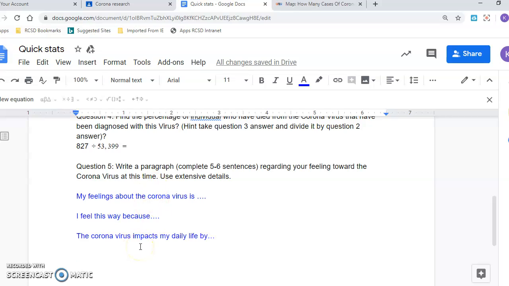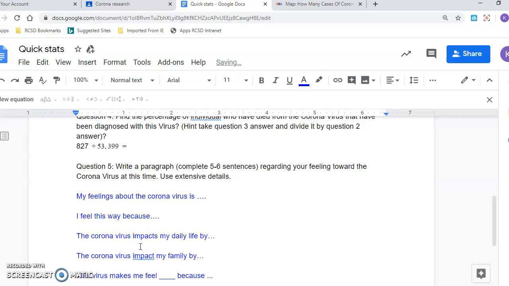So I could say, the coronavirus impacts my family by, tell me something, how it affected somebody in your family. Now I'm going to do some sort of concluding sentence. This virus makes me feel, going back to how I started, blank because.